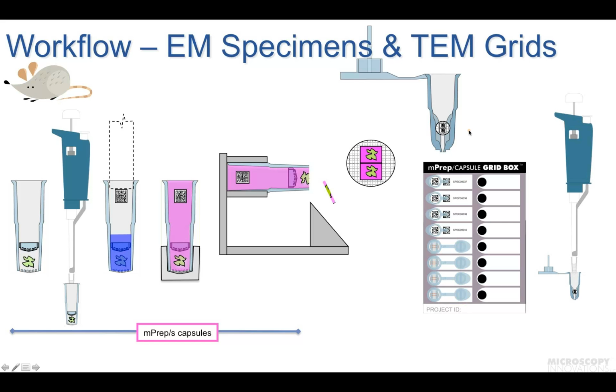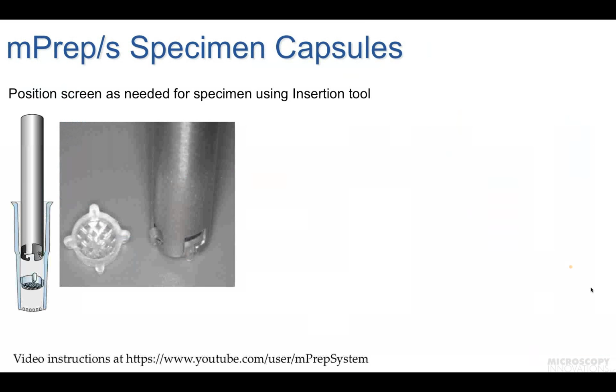When the time comes to stain the grids or immunolabel or do some other fluid processing, the grids in the capsules are simply connected to the pipetter, and the fluids are exchanged to do the appropriate staining. So this is where the mPrep G capsules are used. So let's explore a little bit more about the mPrep S specimen capsules.